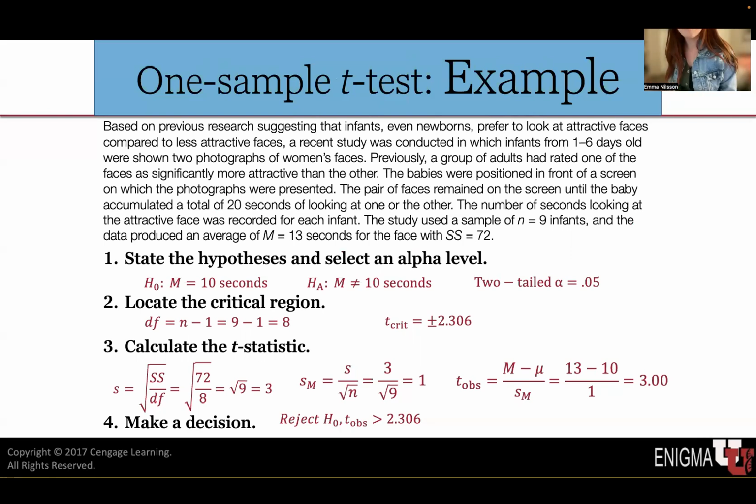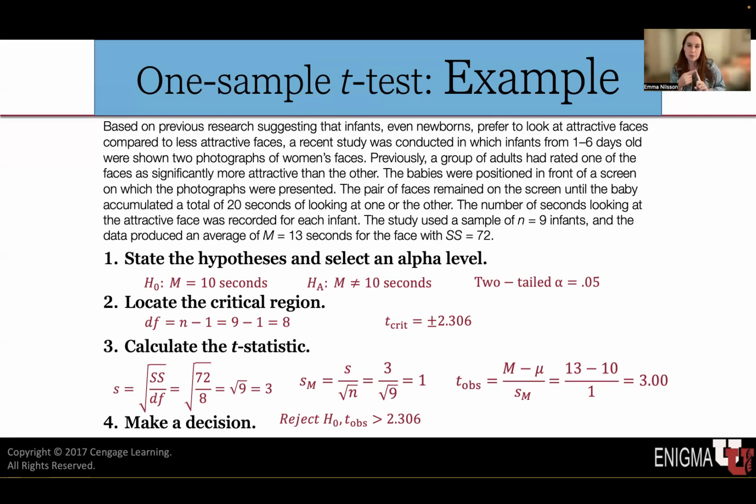So this first example says, based on previous research suggesting that infants, even newborns, prefer to look at attractive faces compared to less attractive faces, a recent study was conducted in which infants from 1 to 6 days old were shown 2 photographs of women's faces. Previously, a group of adults had rated one of the faces as significantly more attractive than the other. The babies were positioned in front of the screen, the photographs were presented to them, and the pair of faces remained on the screen until the baby accumulated a total of 20 seconds looking at one or the other, a combined 20 seconds between the 2 of them. And then the number of seconds looking at the attractive face was recorded for each infant.